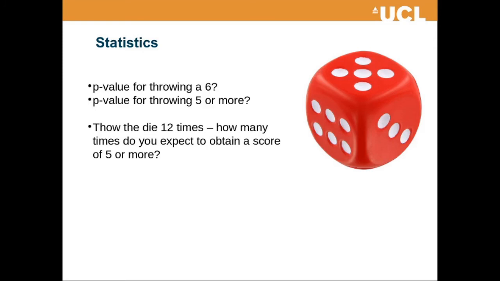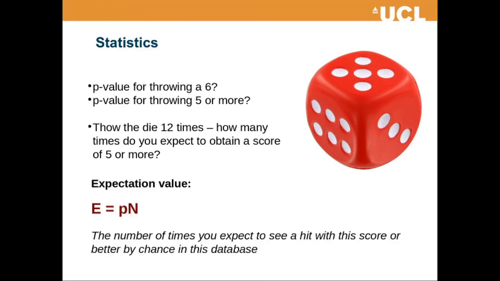Now, if you throw the die 12 times, how many times do you expect to obtain a score of 5 or more? Well, we know that the probability for each throw of scoring 5 or more is a third. So we multiply that by the number of throws. A third times 12 gives you 4. You would expect to throw a 5 or a 6 4 times out of 12. This is known as the expectation value. It's simply the probability, the p-value, multiplied by the number of throws of the die.